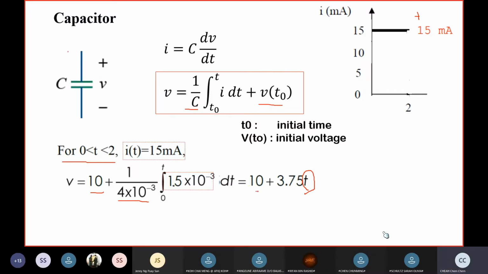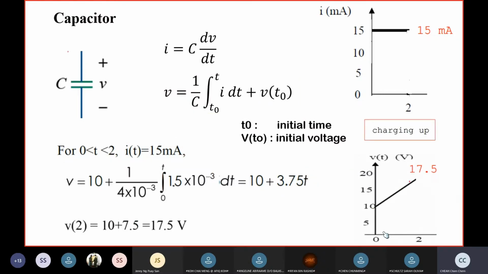So actually, if you plot it, this is how it looks like. Put t equal to 2. You put t equal to 2, that means the final time interval. You can check that it's actually equal to 17.5 volts. This means that when I put this current, which is a positive 50 milliamperes, my capacitor will charge up from 10 volts to 17.5 volts after 2 milliseconds, right? After 2 milliseconds, t is equal to 2 milliseconds.